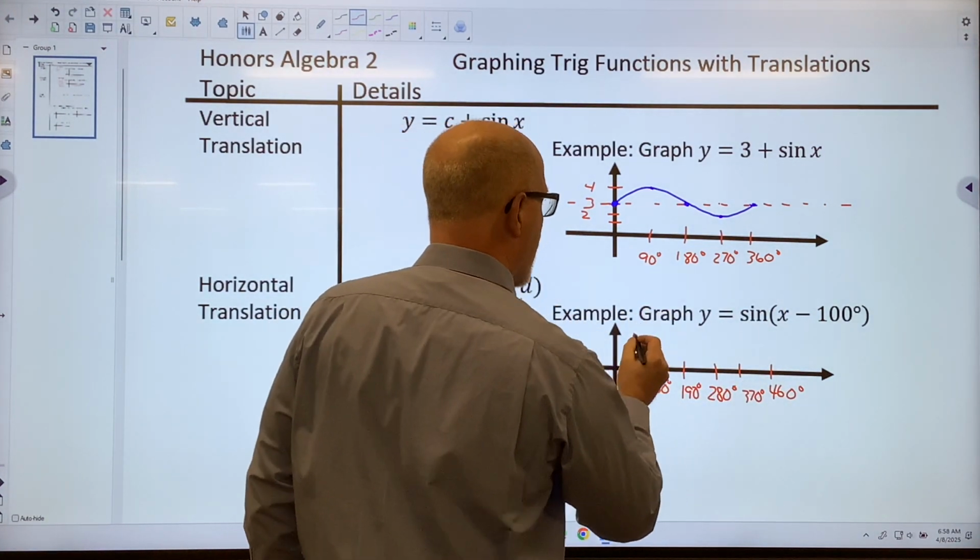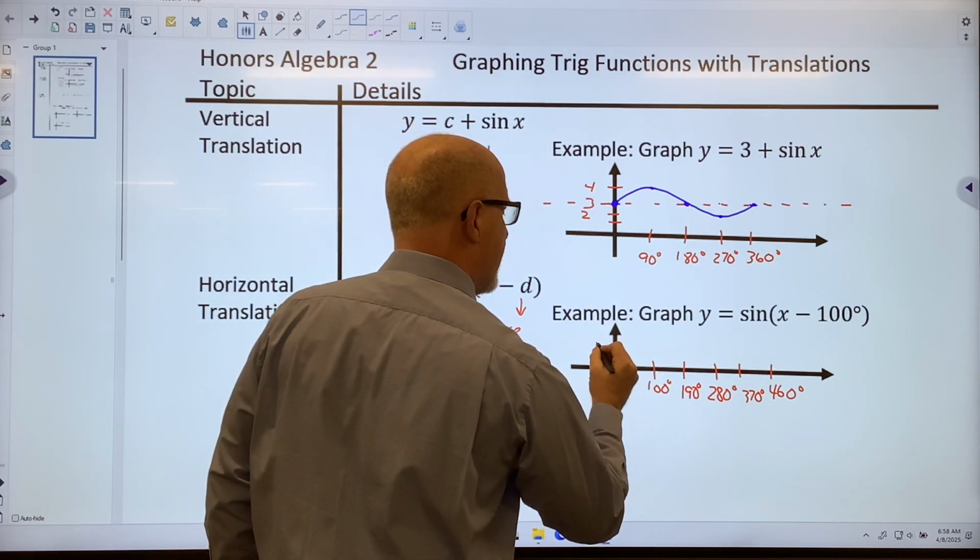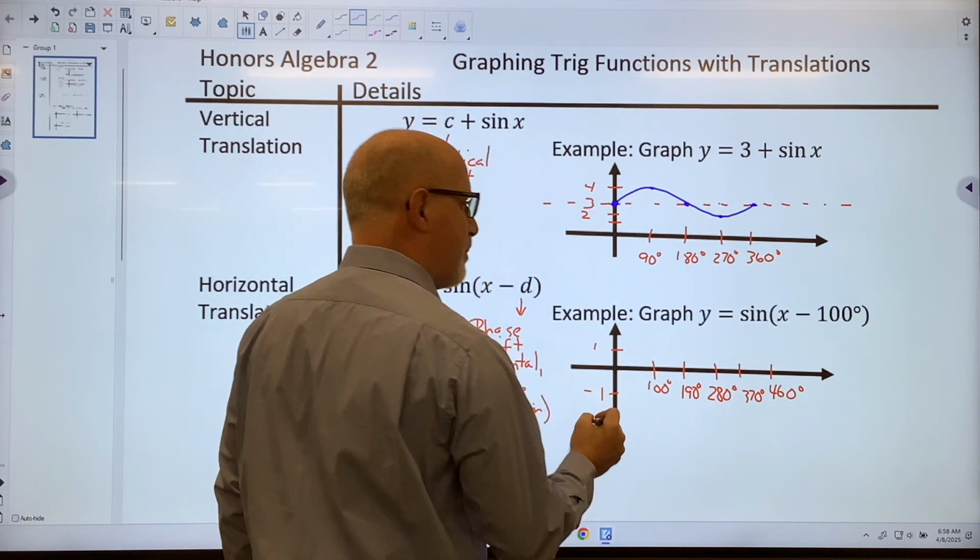Now this one, when we do this, goes up to 1 and down to -1, just like before.